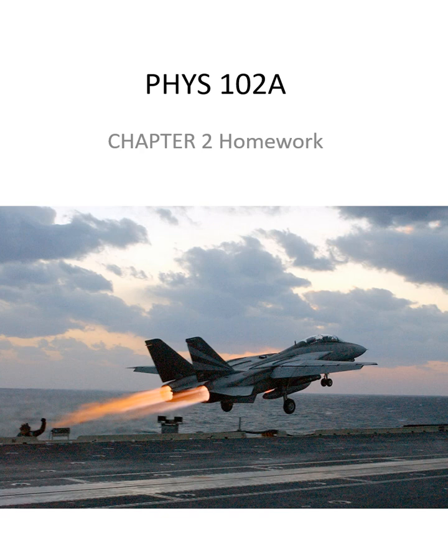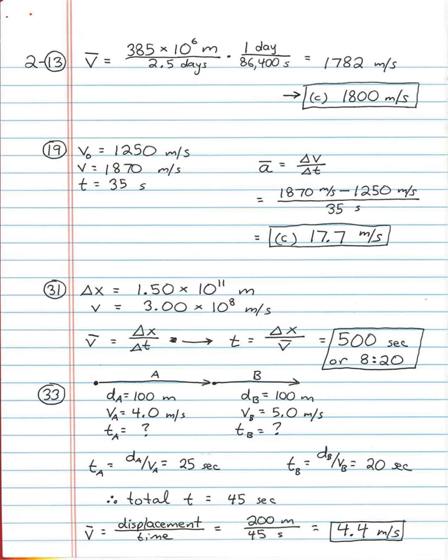This is the Chapter 2 homework for Physics 102A. We'll start with number 13 on Chapter 2. It says a trip from Earth to the Moon, about 385,000 kilometers, takes 2.5 days. The average speed for the trip is what?